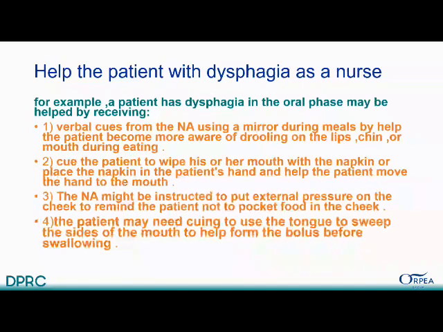For example, a patient with dysphagia in the oral phase may be helped by receiving verbal cues from the nurse, using a mirror during meals to help the patient become more aware of drooling on the lips, chin, or mouth during eating. Cue the patient to wipe his or her mouth with the napkin, or place the napkin in the patient's hand and help the patient move the hand to the mouth. The nurse might be instructed to put external pressure on the cheek to remind the patient not to pocket food in the cheek. The patient may need cueing to use the tongue to sweep the sides of the mouth to help form the bolus before swallowing.